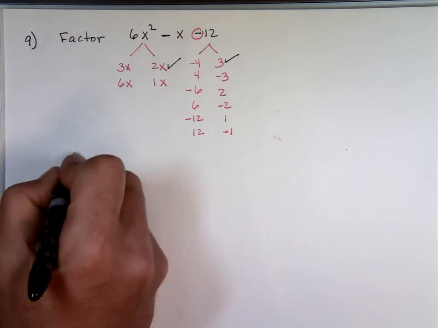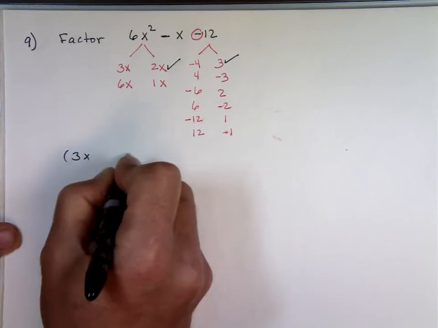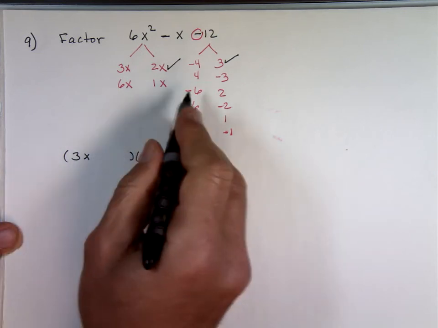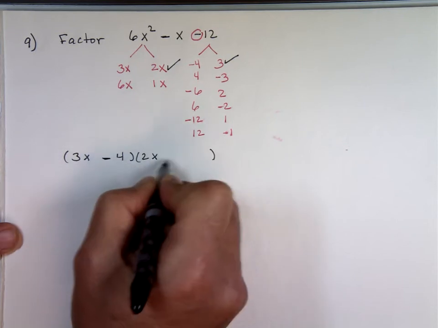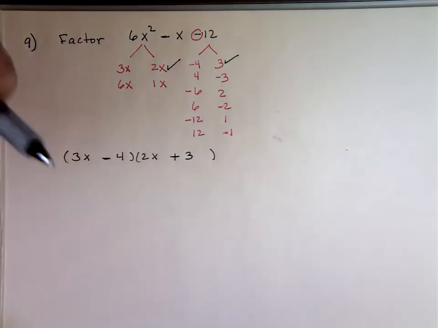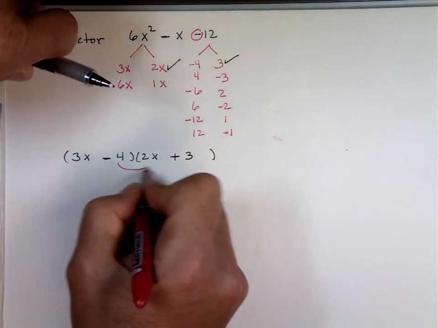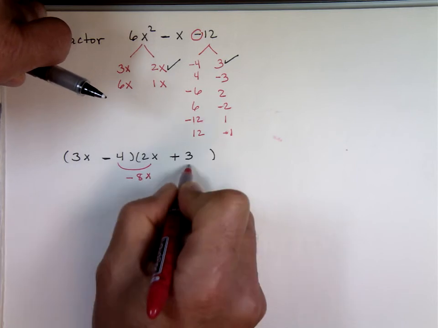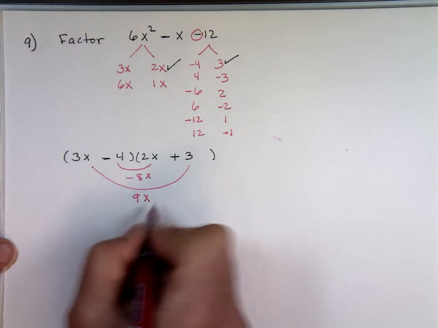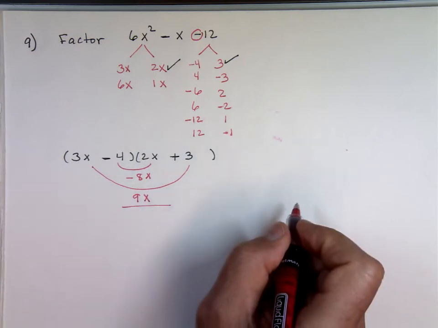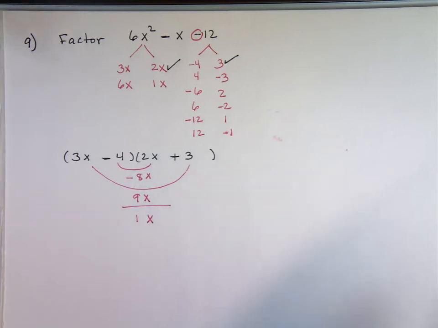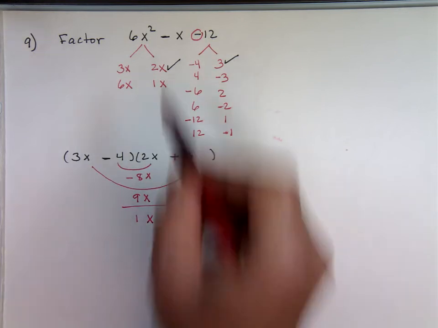So 3x, 2x, let's put the negative 4 on one side and the plus 3 on the other side. Negative 8x, that's what? 9x. The result is 1x. Almost had it. It's supposed to be a plus. I mean a minus. I got a plus here.